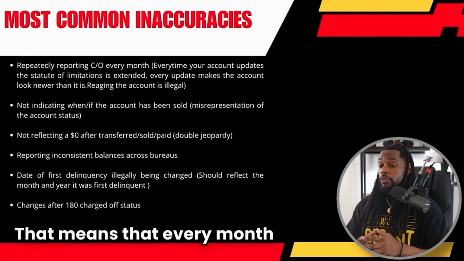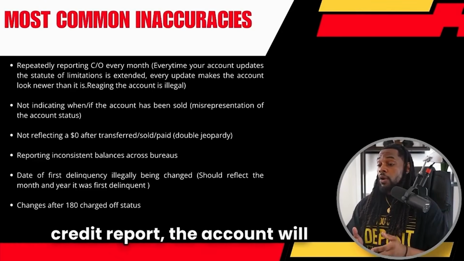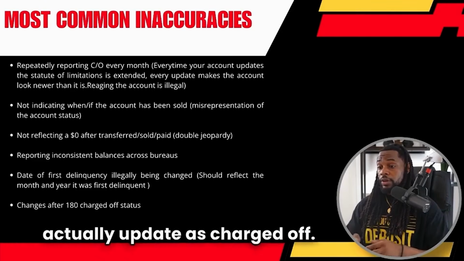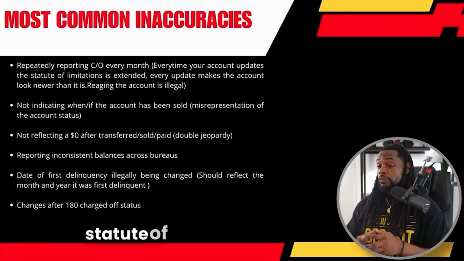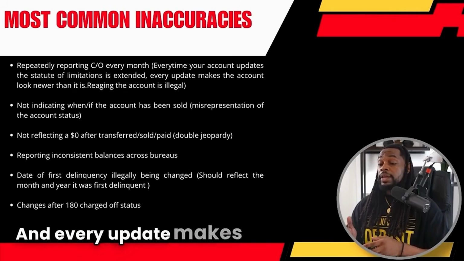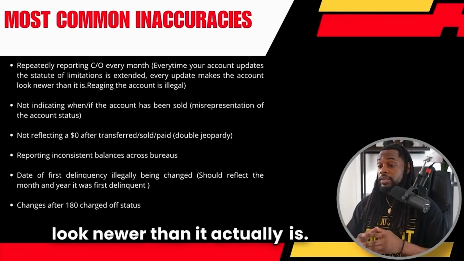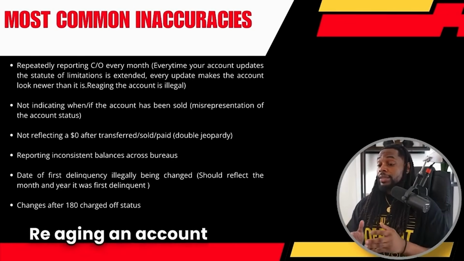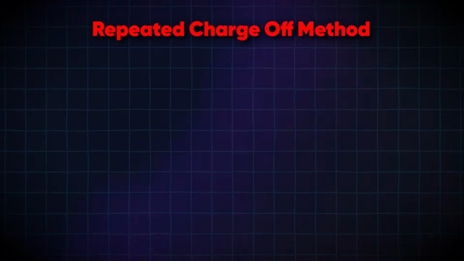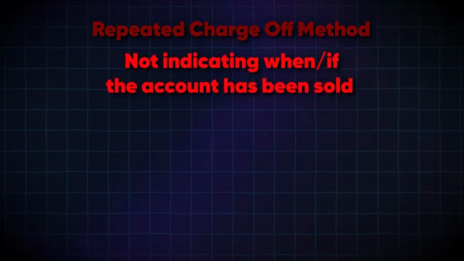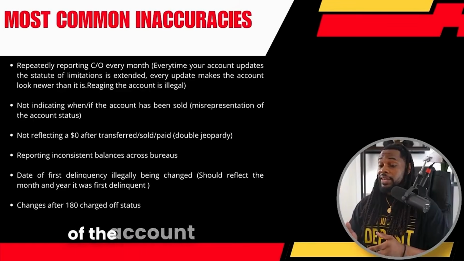That means that every month on your credit report, the account will actually update as charged off. Now, this is extending your statute of limitations, and every update makes the account look newer than it actually is. Re-aging an account, that is illegal. The next one is not indicating when or if the account has been sold. That is a misrepresentation of the account status.